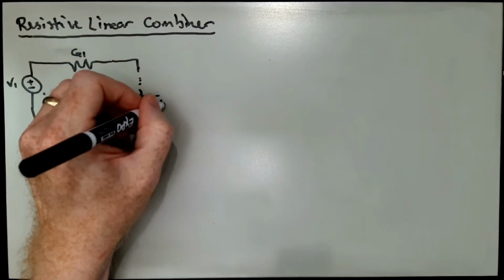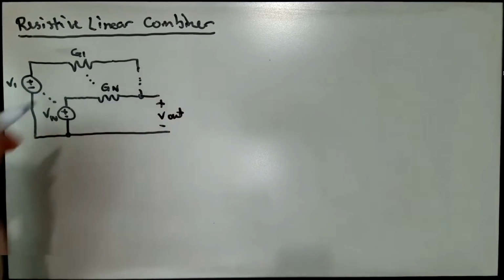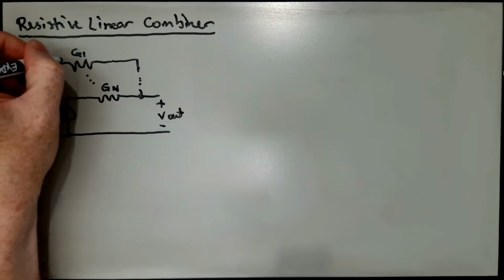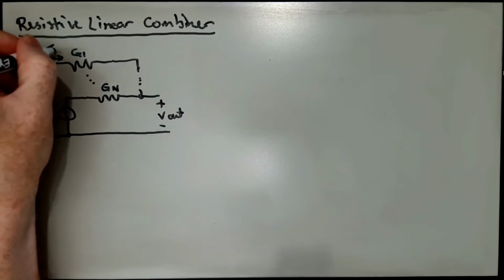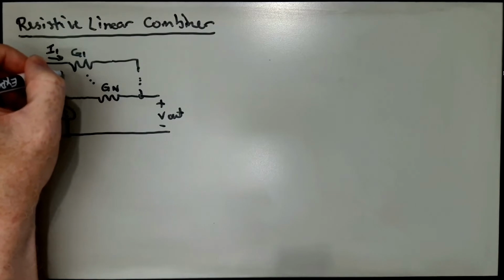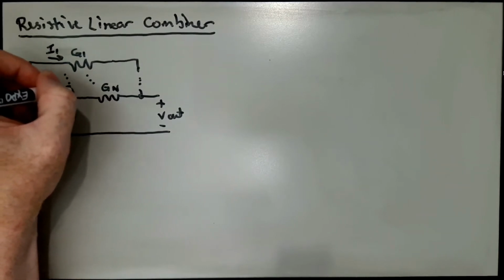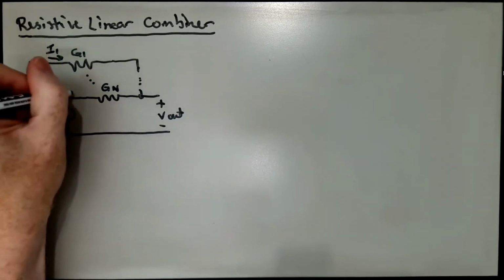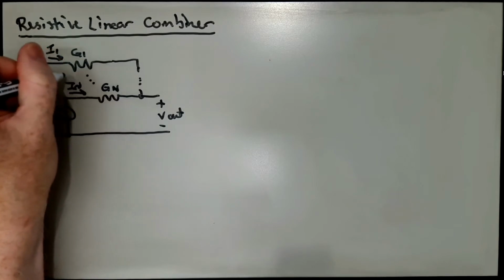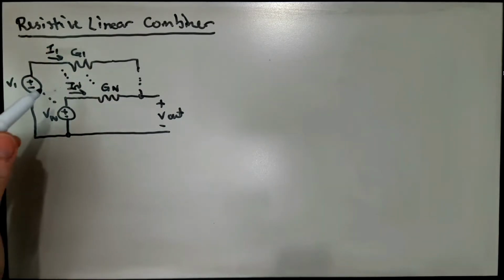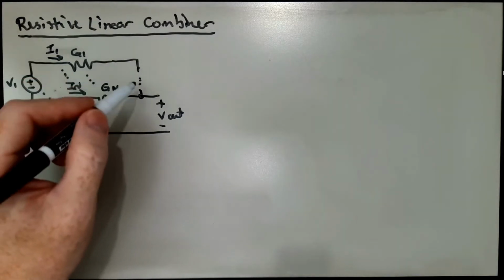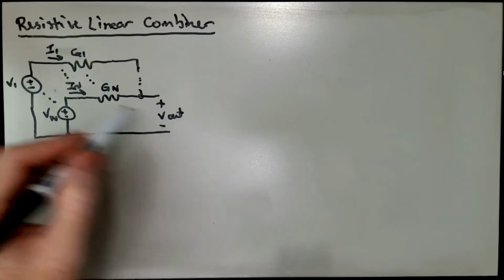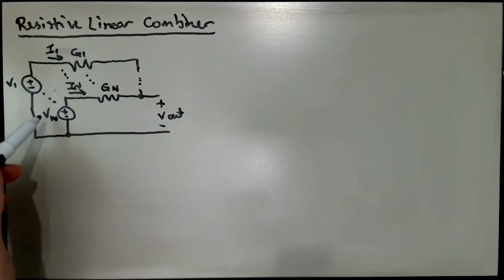And there's an output voltage, V out. And there'll be some current flowing out of each voltage source, I1 down to I sub n. And those currents will combine at this common output node here. And we're interested in figuring out how does the output voltage depend on these n input voltages. Okay?